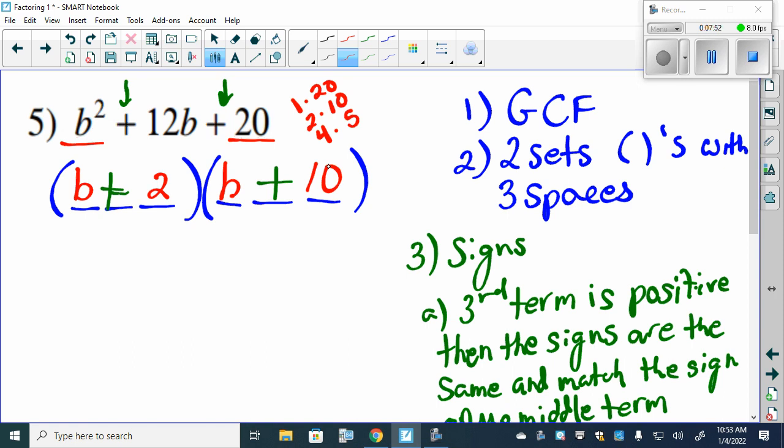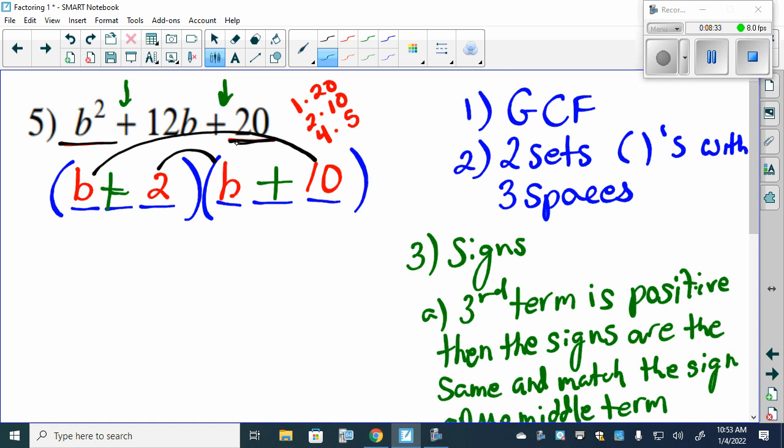Because our last step in factoring is just to check it to make sure that it does work. When we check it, the main ones that we're going to check are b times 10 and 2 times b. We're not going to focus on b times b, because b times b is b squared, which is where we got b and b from. And 2 times 10 should multiply together to give us 20, because those are the factors of 20.